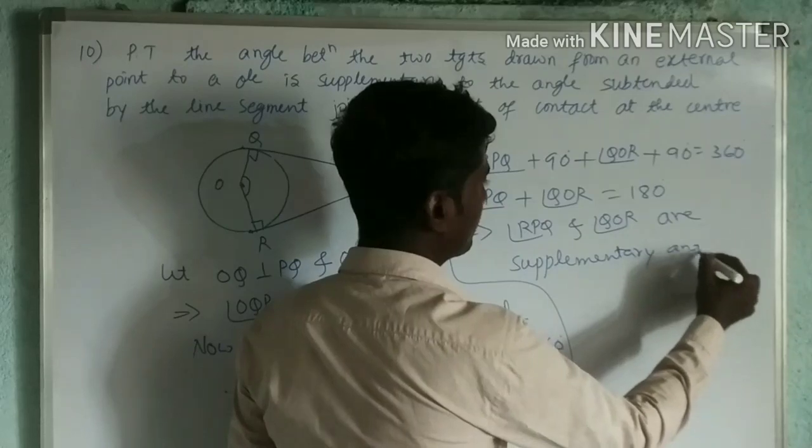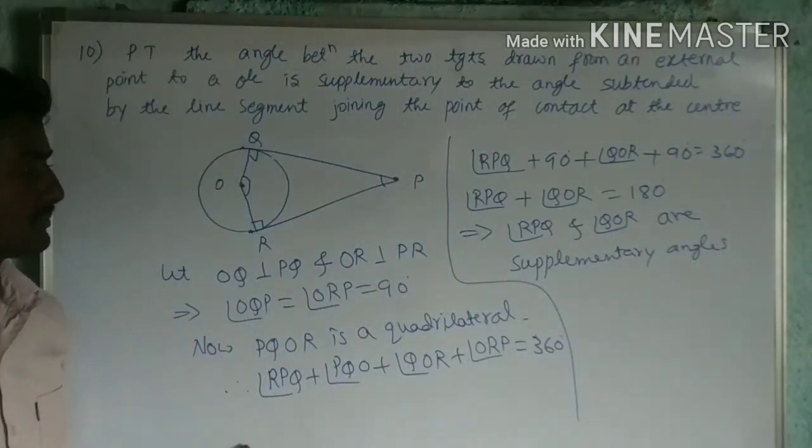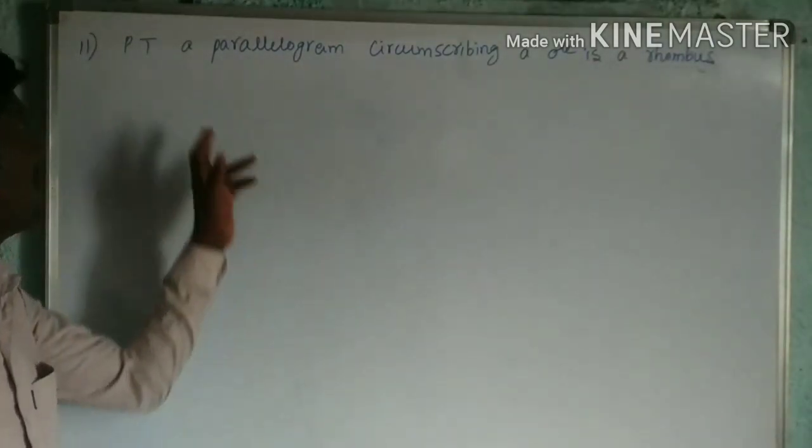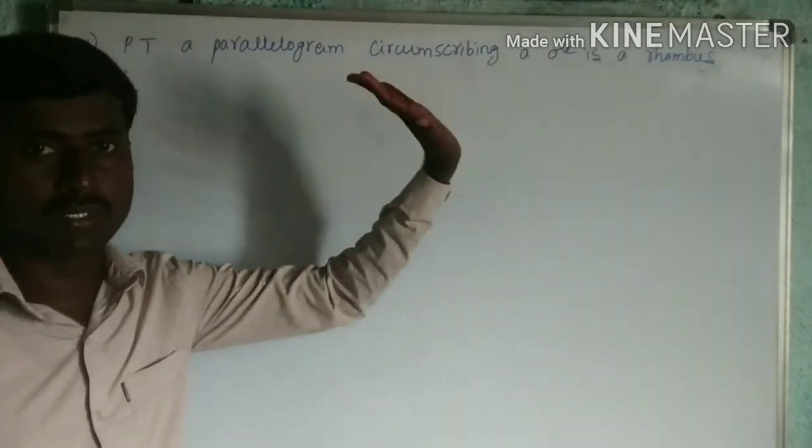Supplementary angles. Okay. This is how we can prove it. Now 11th question. Prove that a parallelogram circumscribing a circle is a rhombus.